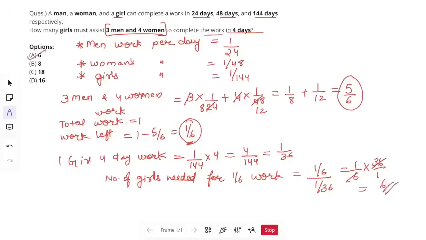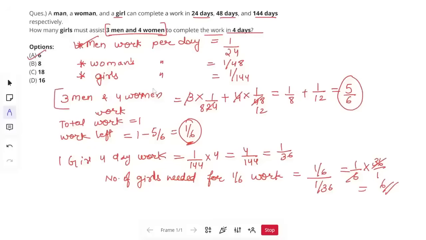Hope you have understood it. If you have not understood it, I would highly suggest to revise it once again. You will easily get it. First of all, we were given the data, that is men's work, women's work and girls' work, and how many days they will take to complete. So based on that, we have taken the work done per day: men's per day work is 1 by 24, women's per day work is 1 by 48 and girls' per day work is 1 by 144.